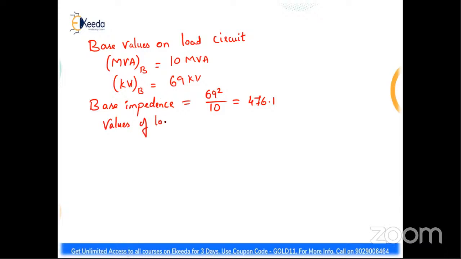Okay, so the value of load in ohms is given as impedance ZL, Z in ohm. That is nothing but ZL is equal to the value of load in PU into base impedance.